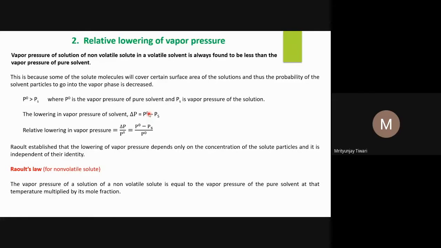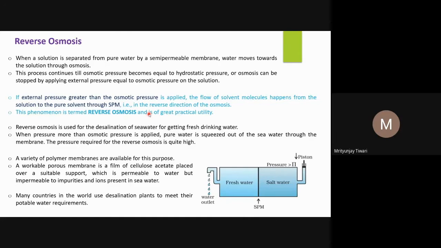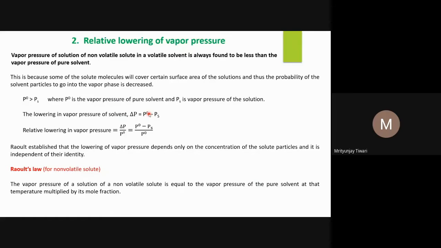Good morning, students. In our last class, we started studying colligative properties. First of all, we saw osmotic pressure and reverse osmosis in quite some detail. Let us now look into another colligative property, the relative lowering of vapor pressure.